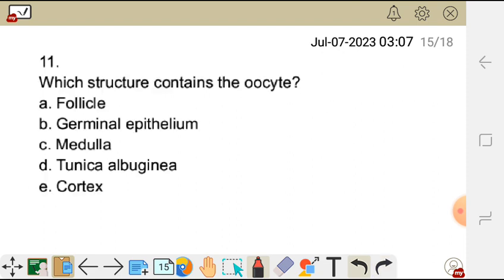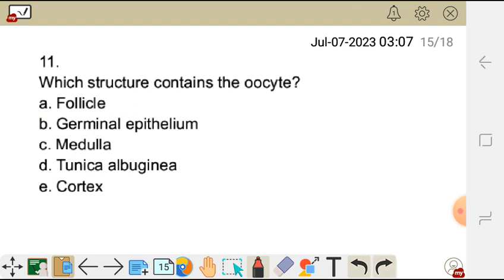Question 11. Which structure contains the oocyte? A. Follicle. B. Germinal epithelium. C. Medulla. D. Tunica albuginea. E. Cortex. So which structure contains the oocyte? Question 11, the correct answer is A.